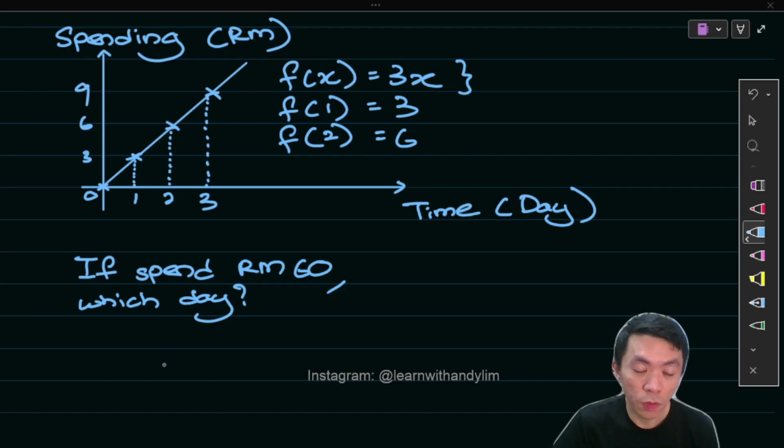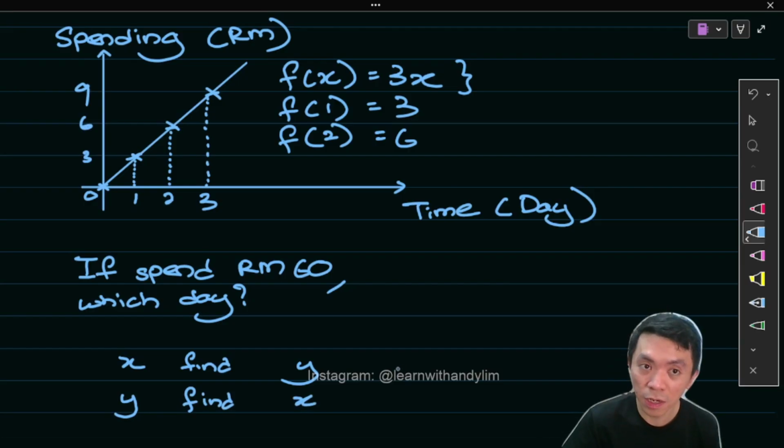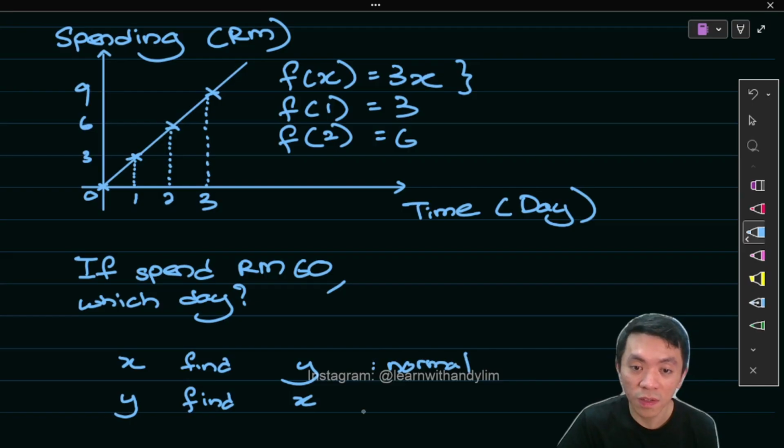So, in order to find which day, we can use inverse function. Up to this point, I have my x, and I find my y. In inverse function, I'm gonna take my y to find my x. This is the idea behind inverse function. You want to take your y value to find your x value. This is my normal function, and this is my inverse function.